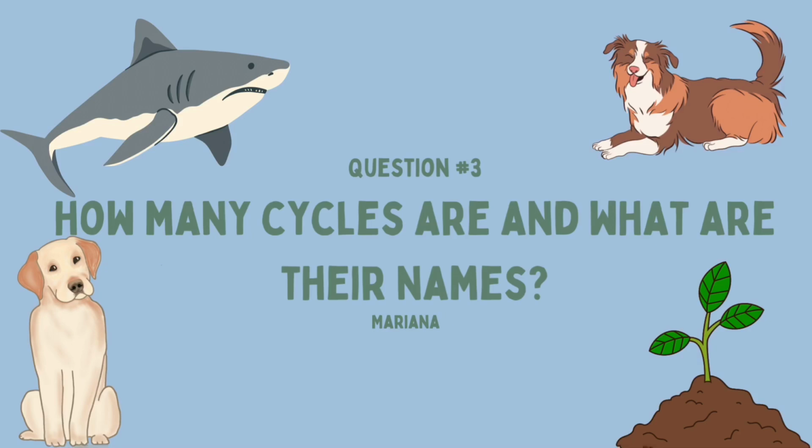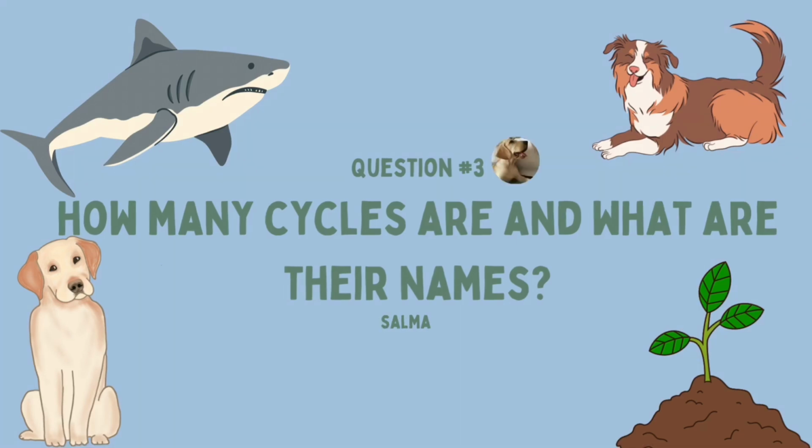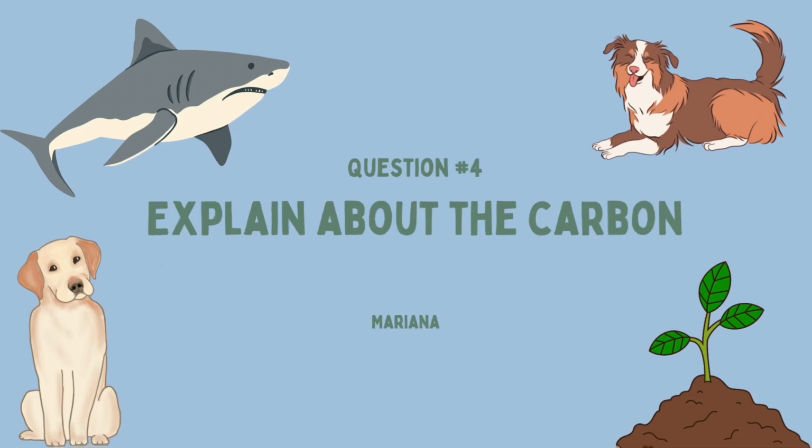Now that we know the base concept of biochemical cycles, I'm going to ask you about which are them. So, could you tell us please how many of them are and their names? So there are six of them: the carbon cycle, the hydrogen cycle, the nitrogen cycle, the oxygen cycle, the phosphorus cycle, and the sulfur cycle. There are a lot of them.